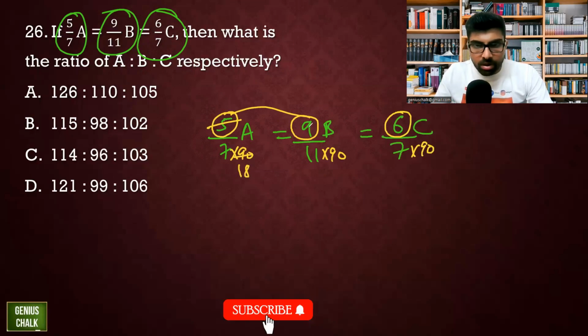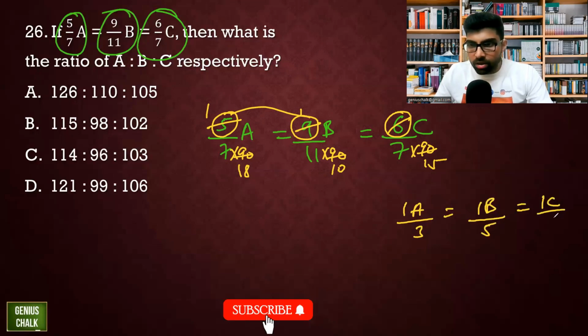This is 18 times. This is 10 times. This is 15 times. And the logic was, suppose I have 1A by 3, suppose 1B by 5 and 1C by 7.